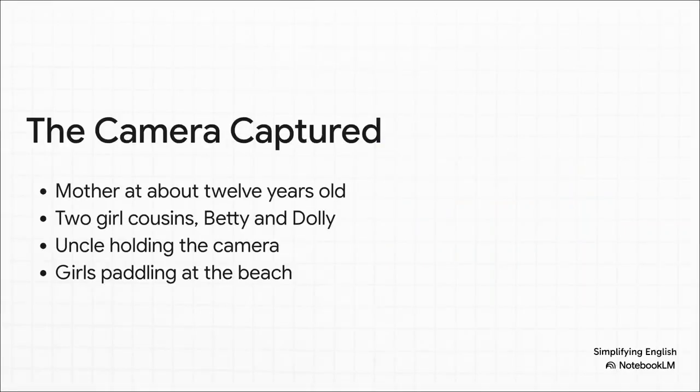So what exactly is on this piece of cardboard? The camera captured a highly specific, innocent scene, frozen in time. We see the poet's mother, the big girl, at about 12 years old, flanked by her two younger cousins, Betty and Dolly. They're holding hands, smiling through hair blown by the wind at the uncle who's holding the camera. It's a sweet face, the poet notes, a face that existed long before the poet herself was even born.